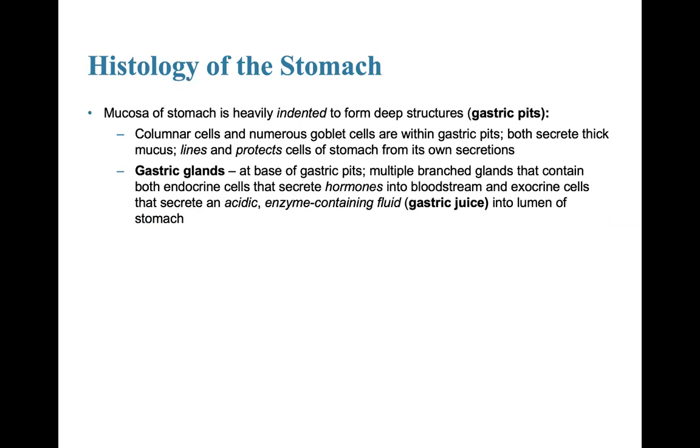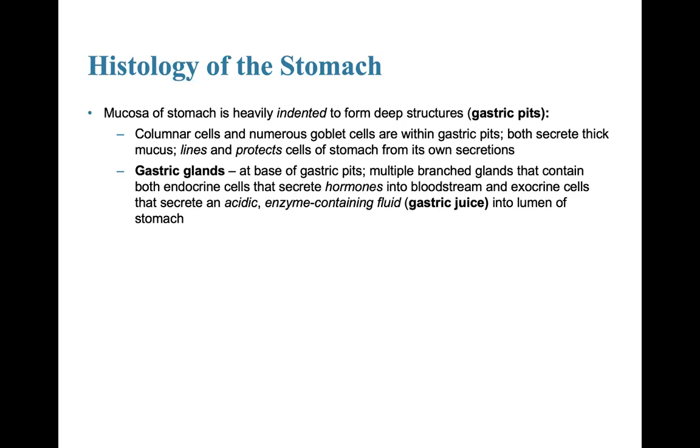The mucosa of the stomach is heavily indented to form deep structures referred to as gastric pits. The columnar cells and the numerous goblet cells are within the gastric pits. These are going to secrete thick mucus that lines and protects the stomach from its own secretions. This thick mucus is bicarbonate rich, and it really helps prevent the stomach from essentially eating its own walls.